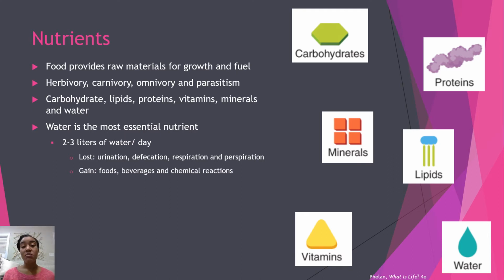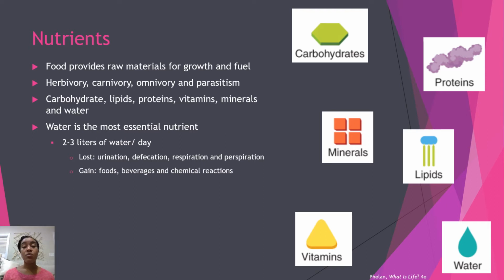Every day, it's recommended that you consume between 2 and 3 liters of water. And this is because we lose a lot of water in our body due to urination, defecation, respiration, and perspiration. So it's good to replenish that water through drinking. But there are other ways you can get water in your diet as well, through food. So there are a lot of foods that are very apparent because they're juicy, like fruits and vegetables that have a high water content. But there are also other foods out there that have water in them, whether you realize it or not, like meats and things like that.